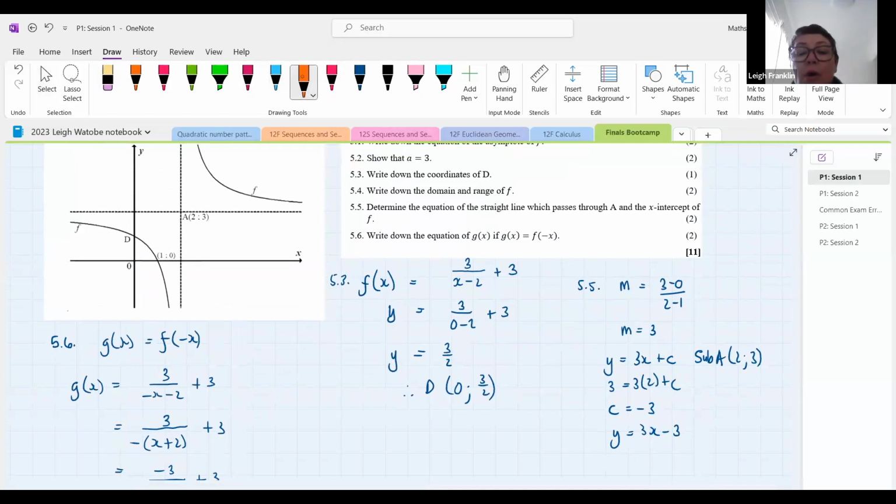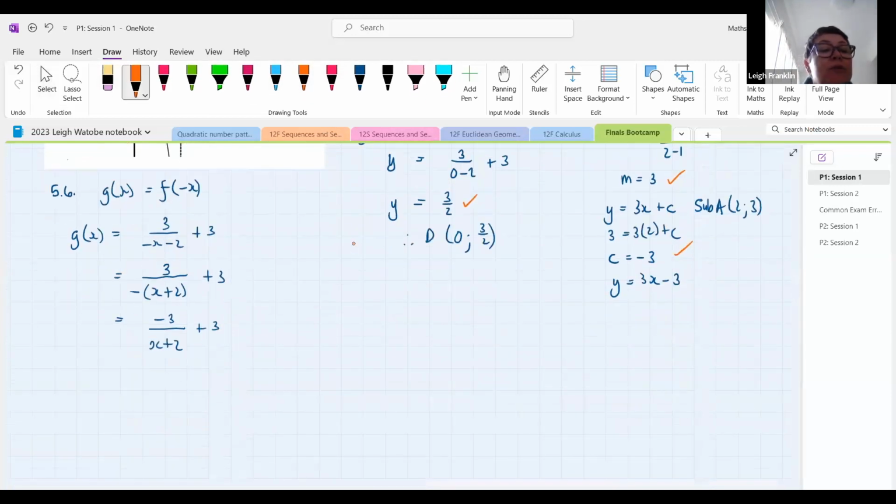All right, so 1 mark on letting x be 0. Here, 2 marks, a mark for the gradient and that. And here, this was also out of 2 marks. So changing the sign of your x and getting your answer.